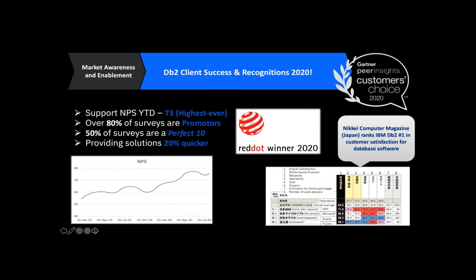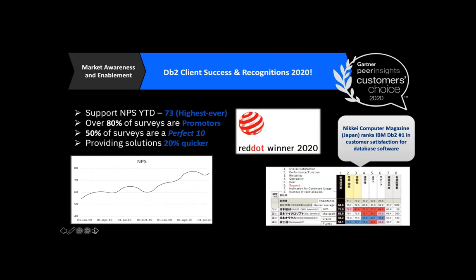This is something maybe more like an advertisement, but I want to say that we've been changing. We're starting to be recognized. In 2020, DB2 won the Gartner Peer Insights Customers' Choice Award for our DBMS. We've got something many of you might not even know, the Red Dot. Red Dot is actually a design award. So in 2020, DB2 on the cloud won the Red Dot Design Award for its user experience in our cloud.